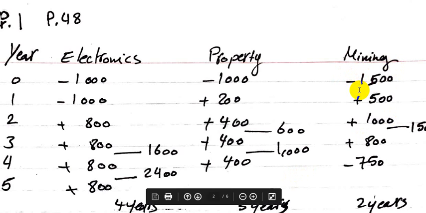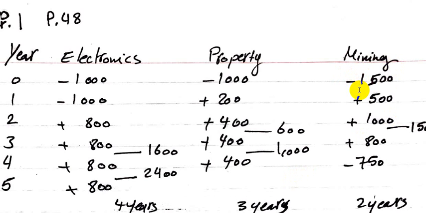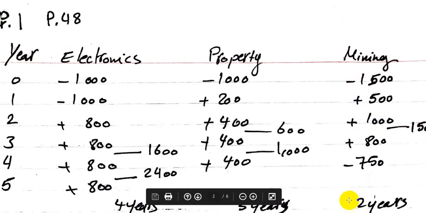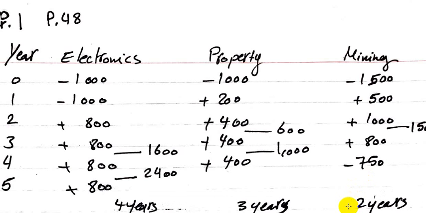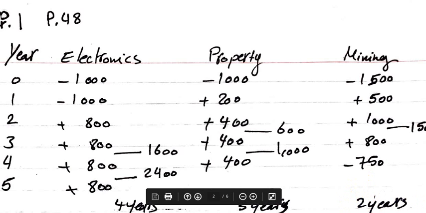For the mining project, it has an initial outflow of 1,500 with 500 in the first year and 1,000 in the second year. So as we can see, there are only 2 years to pay back the initial investment of the project.